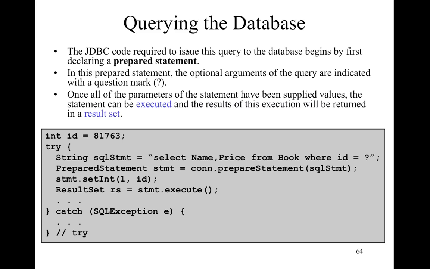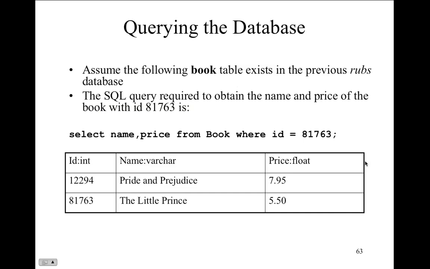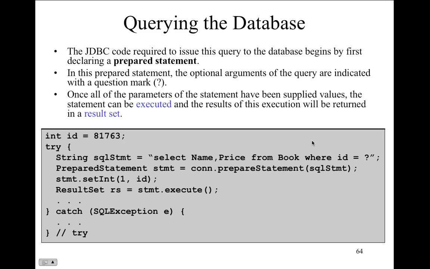So the string here is the SQL statement. This is from the previous slide. It's going to tell us select name, price, and book where the ID is equal to, and then you might notice there's a question mark there. And here I've actually put a number in here. This is where JDBC actually automates things a little bit for you. This prepared statement allows you to take a statement, prepare it ahead of time, substitute values in. Because what if you're going to look for other things?